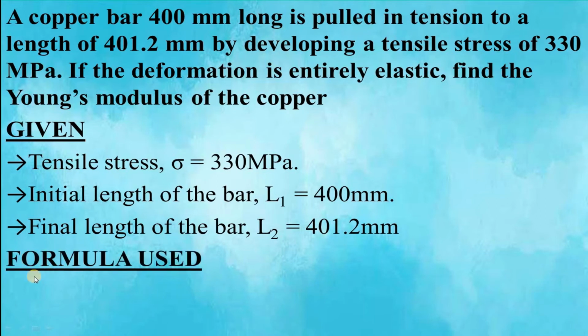Now I will write down the formula used for finding the value of Young's modulus of the bar. The formula is E is equal to sigma L1 whole divided by dl. Here E is Young's modulus, sigma is tensile stress, L1 is initial length of the bar or original length of the bar, dl is deformation value of the bar. In this formula we know the values of sigma and L1, but the dl value is unknown. So first we have to find the value of dl. By finding the value of dl, we will easily get the value of Young's modulus. Now we will move to the solving technique.